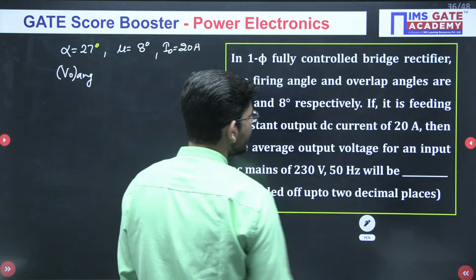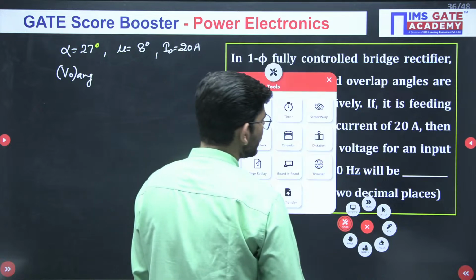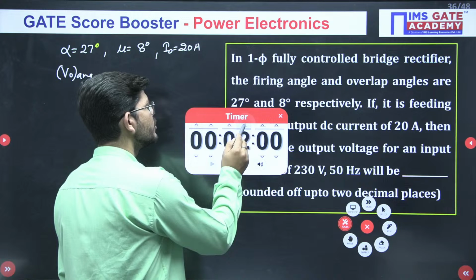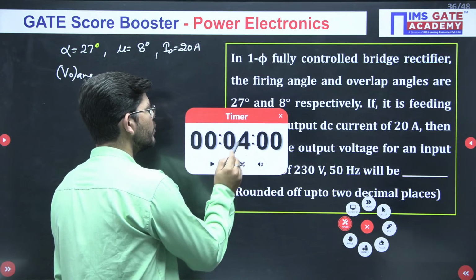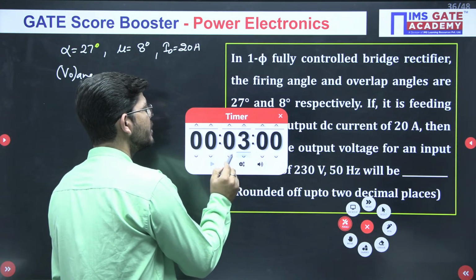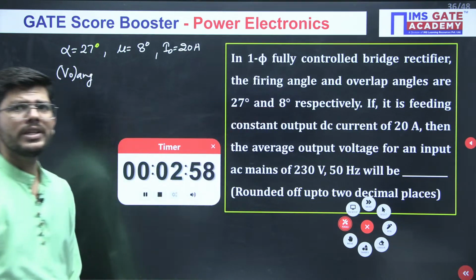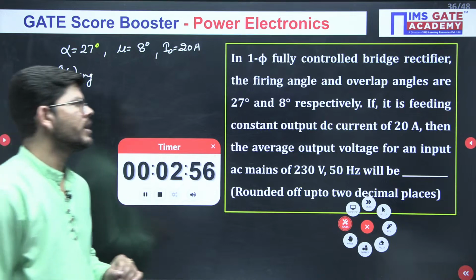Okay, and overlap angle is given. So when the overlap angle concept is coming, that means your source is having some inductance. Okay, so I am giving you 4 minutes for this problem, not 4 minutes, because GATE only gives you 3 minutes, so I am giving you 3 minutes, because there are a lot of calculations involved here.